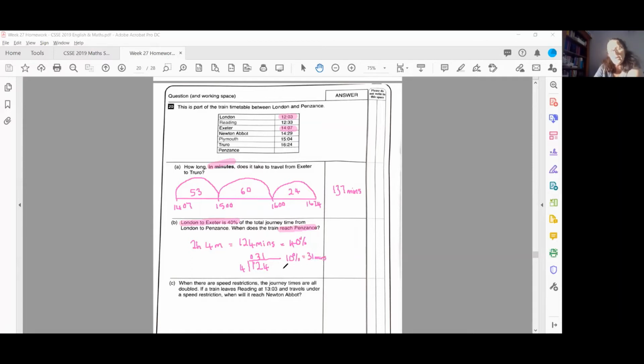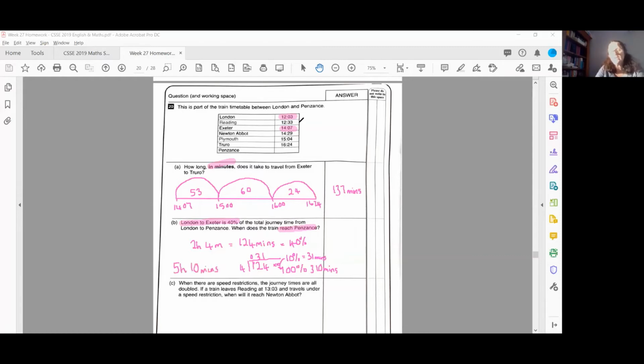So I can now work out 100% by going from 10 to 100 by multiplying by 10. And 31 times 10 would be 310 minutes. I now need to convert that back into hours and minutes. So 60 will go into 310 5 times. So that will be 300 minutes. So the journey time is 5 hours and 10 minutes.